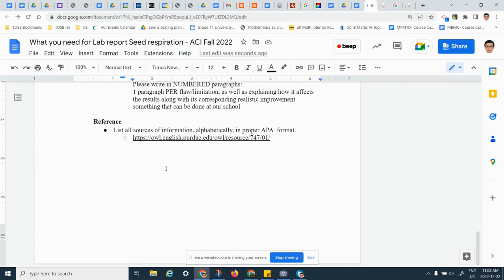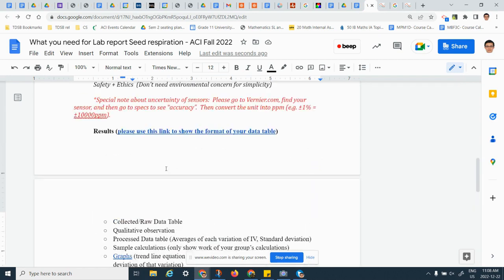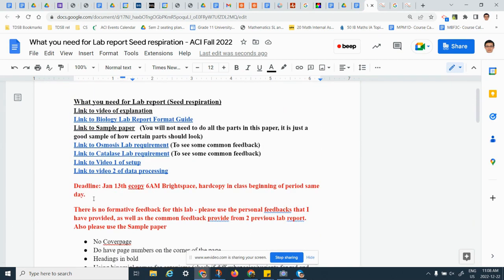I would say try to keep it 15-ish pages, because I remember reading some people's osmosis lab and catalase lab. Those are half labs, but those are already 15 pages. When I say 15 pages, I'm talking about double spacing. If you use single spacing, it's like 7 to 8 pages. Okay, keep it to there. You don't need to write huge, huge.